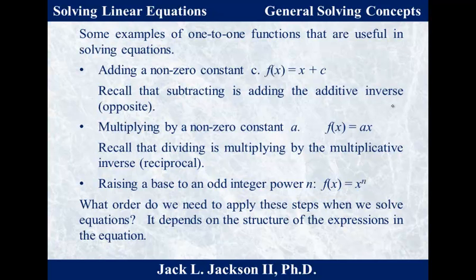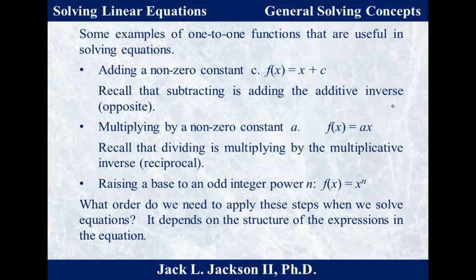Luckily there are lots of good one-to-one functions that are useful in solving equations. Adding a non-zero constant, f of x equals x plus c. In other words, adding the same constant number to both sides of an equation. That's a one-to-one function. That's going to be just fine because our new equation is going to have the same solution set as the original. Remember that subtracting is adding the additive inverse, so this really includes subtracting as well. Just add a negative if you need to.